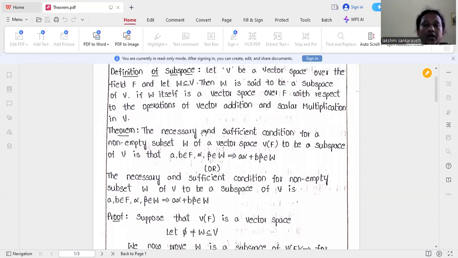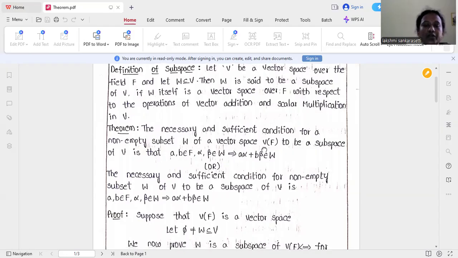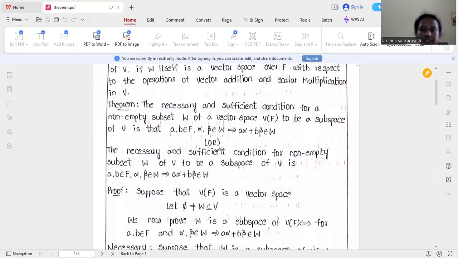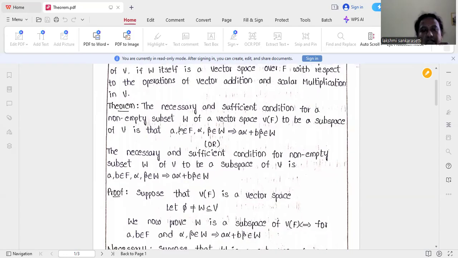So, the necessary and sufficient condition for a non-empty subset W of a vector space V over F to be a subspace. But actually the definition is that W itself is a vector space. Using this necessary and sufficient condition, we can prove a non-empty subset of a vector space to be a subspace anywhere, by using this condition: a alpha plus b beta belongs to W.